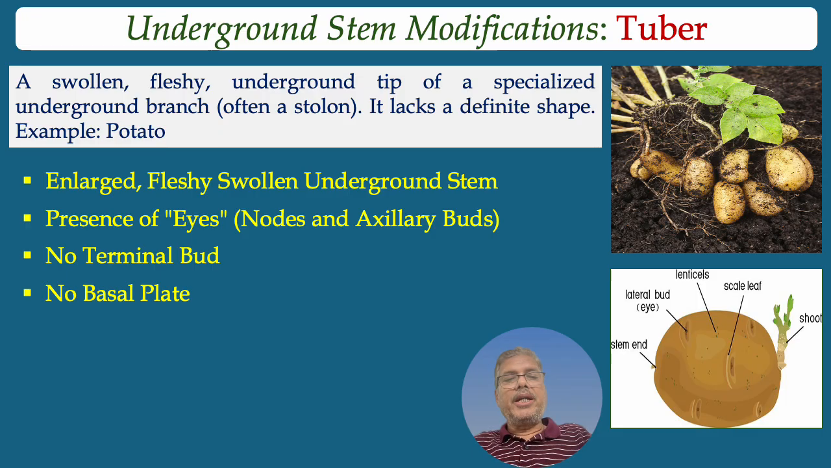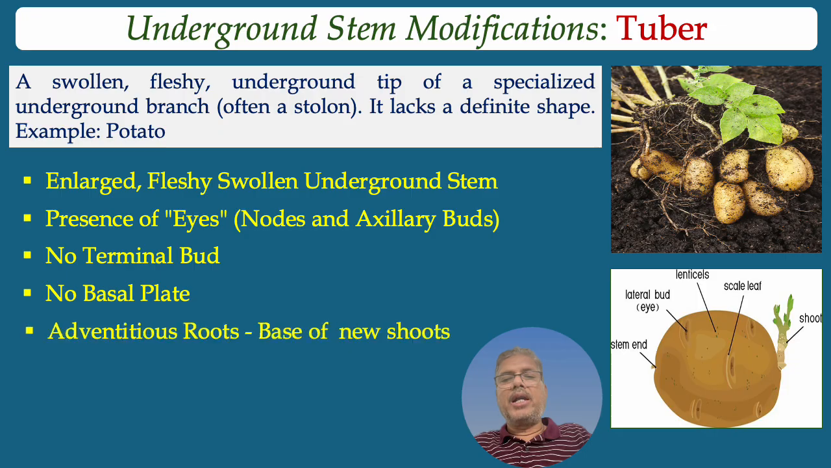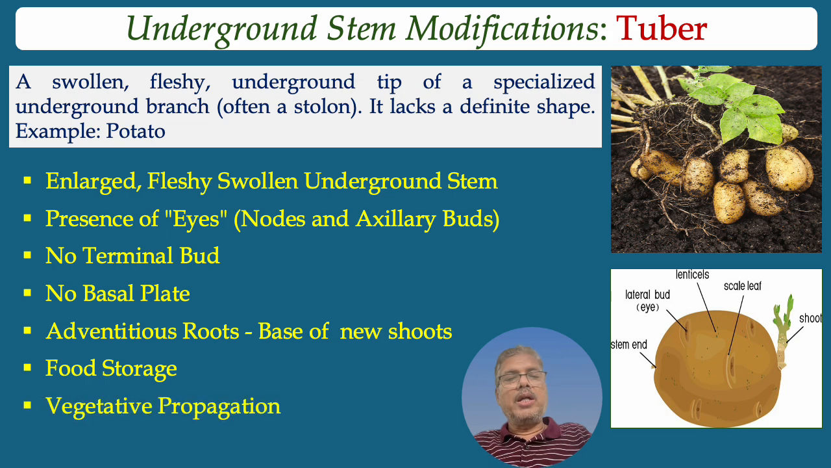There is no basal plate. Unlike corms or bulbs, tubers do not have a distinct basal plate from which roots and shoots originate. Roots and new shoots can arise from the eyes, that is, the nodes, directly. If the tuber sprouts, adventitious roots will develop from the base of the new shoots that emerge from the eyes. The primary function is to store reserve food materials, chiefly starch, which the plant utilizes for surviving unfavorable seasons and for the growth of the new plant.